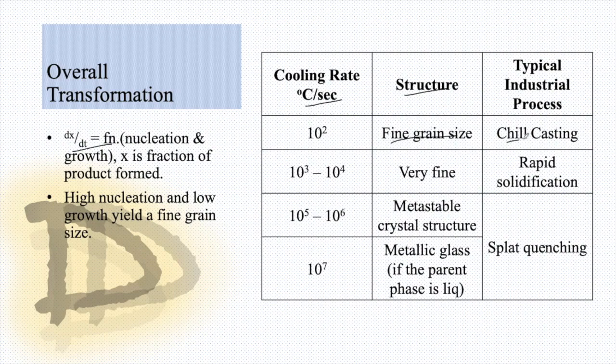We go for chill casting. At 10 power 3 to 10 power 4 degrees Celsius per second, for very fine grain structure, rapid solidification is done. At 10 power 5 to 10 power 6, a metastable crystal structure, or at 10 power 7, metallic glass. If the parent phase is liquid, we go for splat quenching.